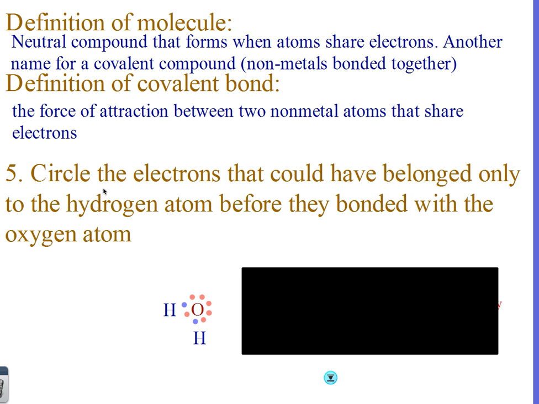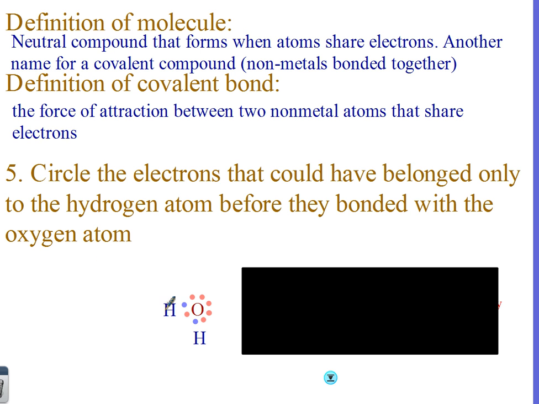Now, number 5 asks you to circle the electrons that could have belonged only to the hydrogen atom before they bonded with the oxygen atom. So pause the video here and circle those electrons.